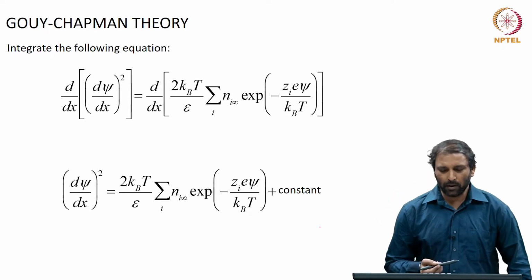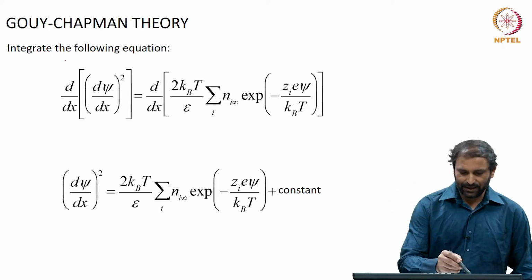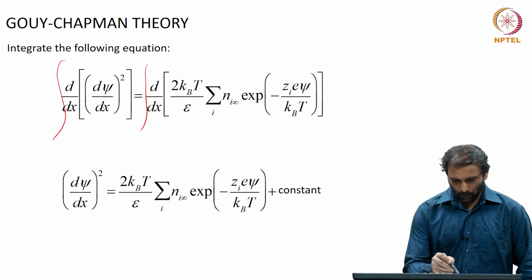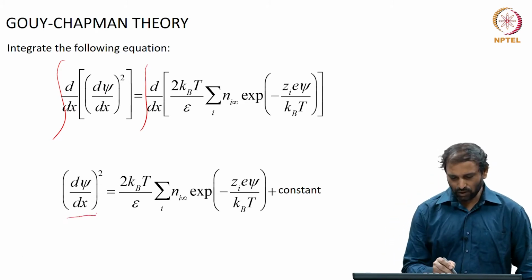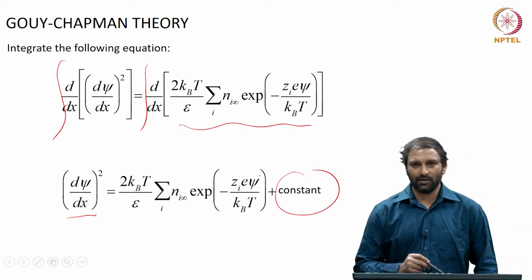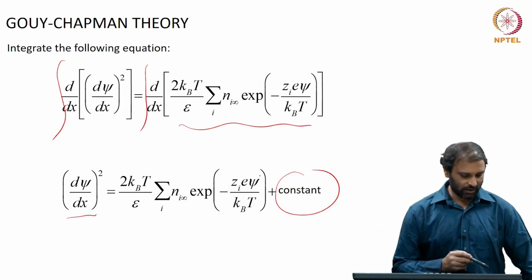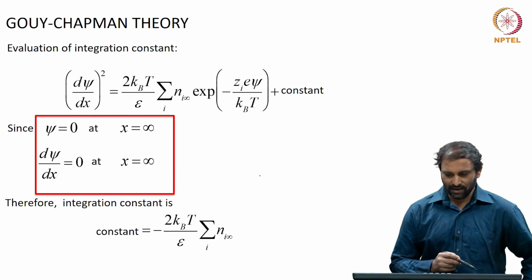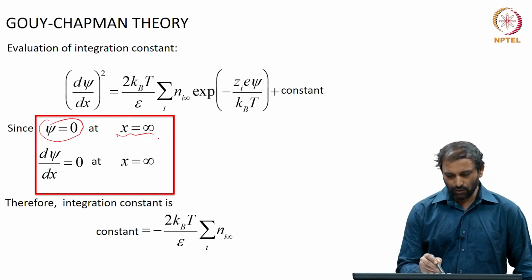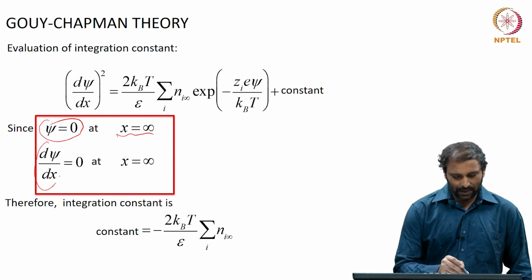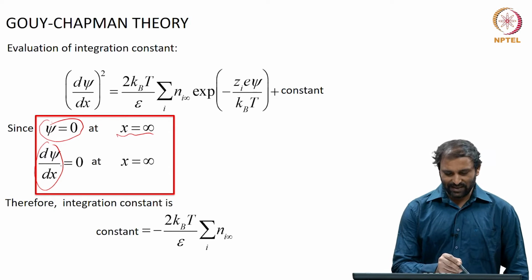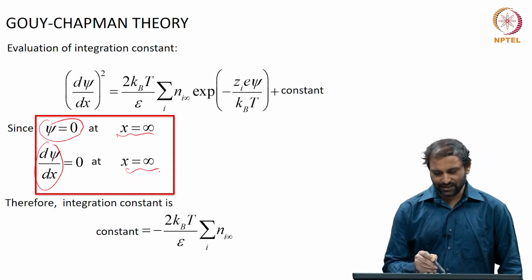Okay, so now I can integrate this expression on both sides. What I'll end up with is (dψ/dx)² equal to this plus a constant term. We can evaluate the constant fairly easily. We know that ψ is equal to 0 at x equal to infinity, and therefore, because ψ is equal to 0, you can also say that dψ/dx is equal to 0 at x equal to infinity.